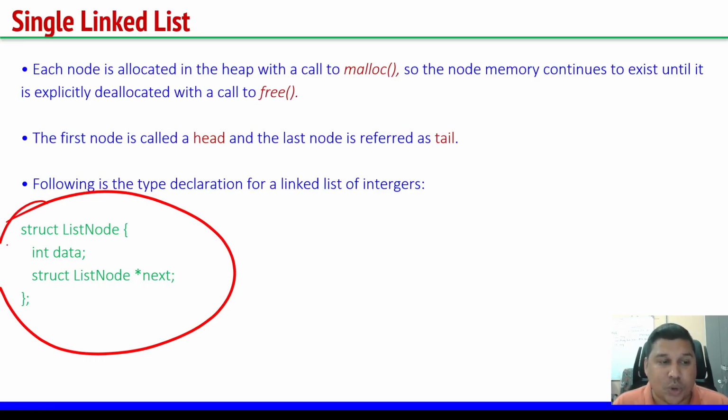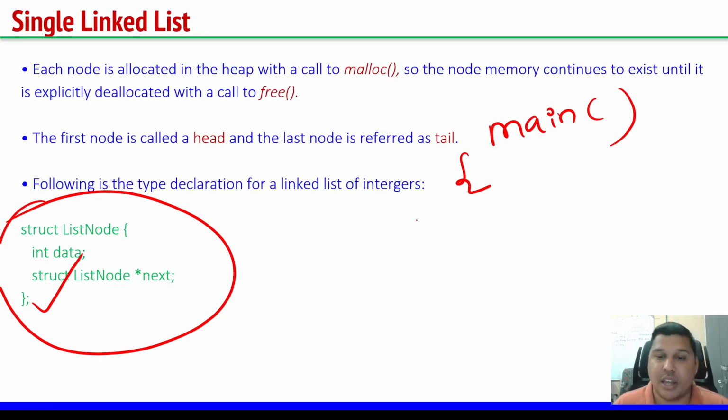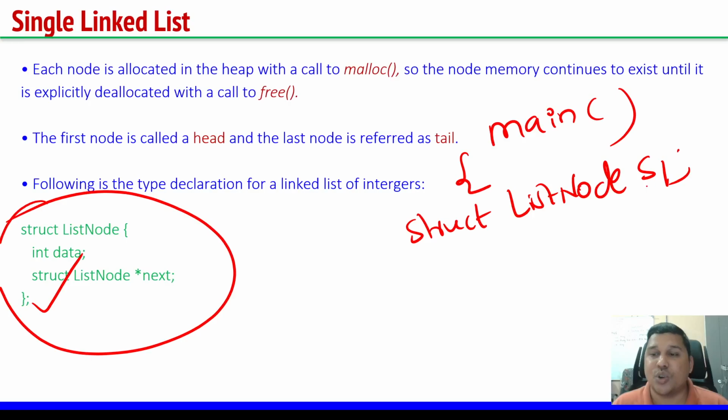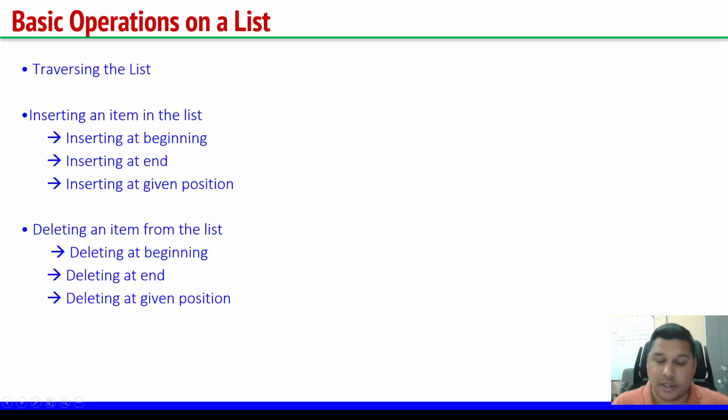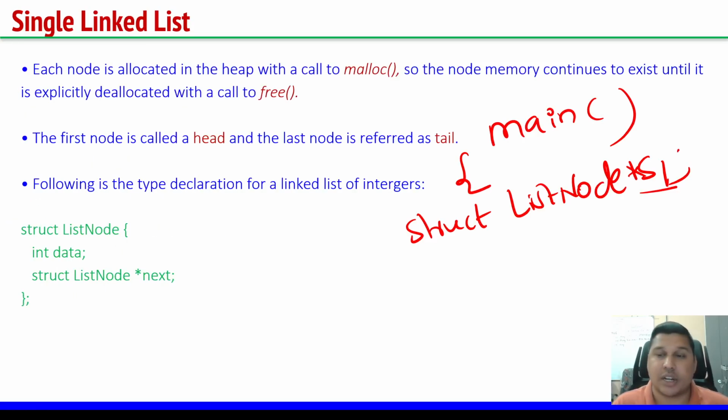Okay. So, when you create this, nothing will happen. You have to write the main program. In main, you have to create a variable for this. How? Write struct list node S1. Since it is a self-referential structure, we have to always create it as a pointer variable, a pointer variable to the structure like this. Struct list node star S1.